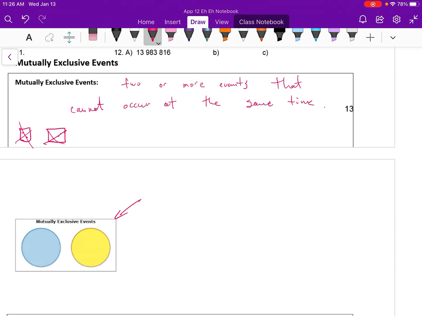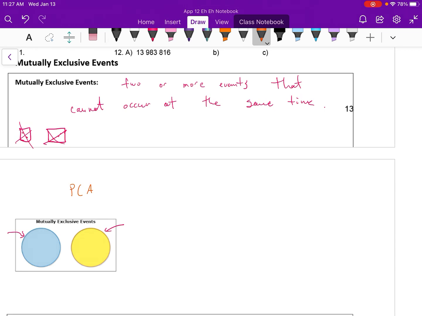Another mutually exclusive example: it cannot rain and not rain at the same time. One has to exist, but mutually exclusive just means that both of them can't exist at the same time. And when we draw them in a Venn diagram, what we notice is that the sample spaces are going to be entirely disjoint.